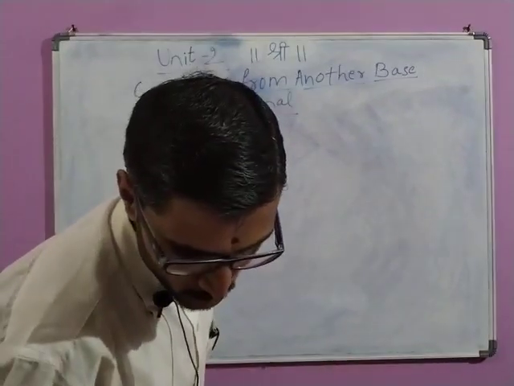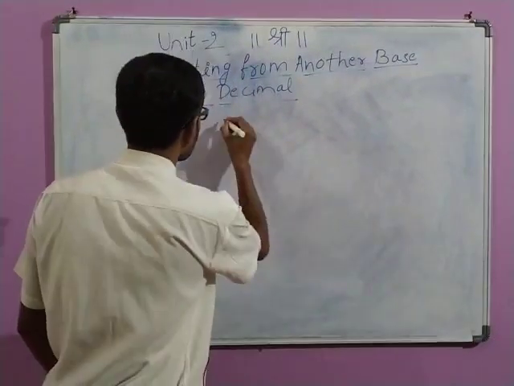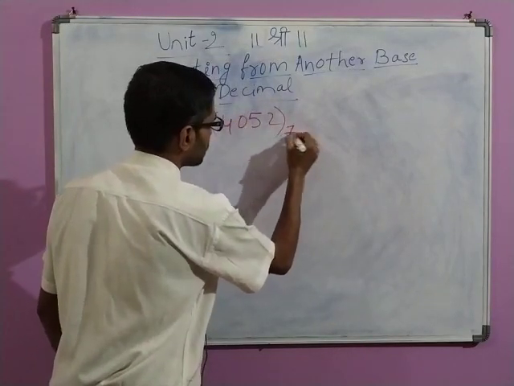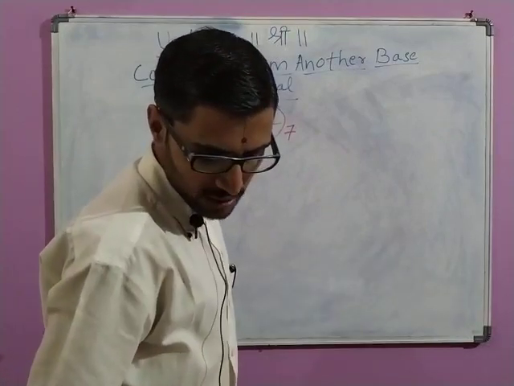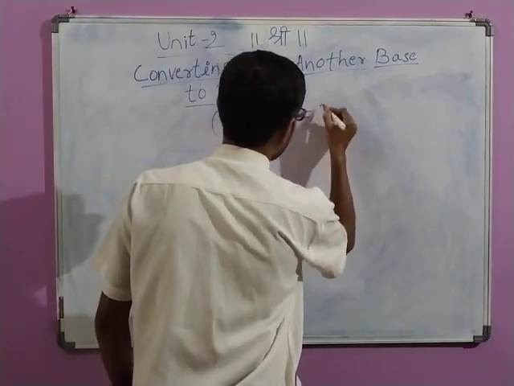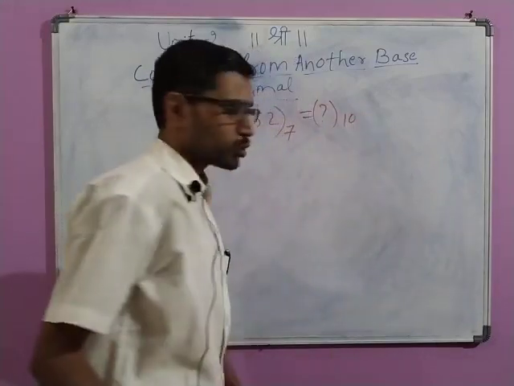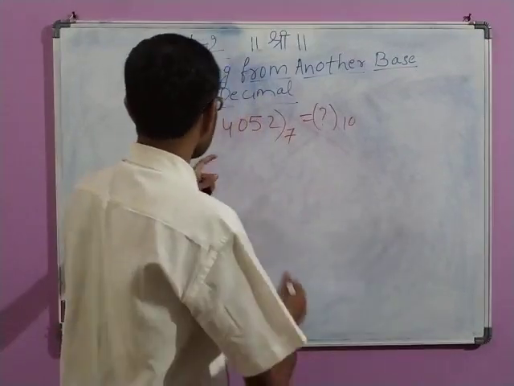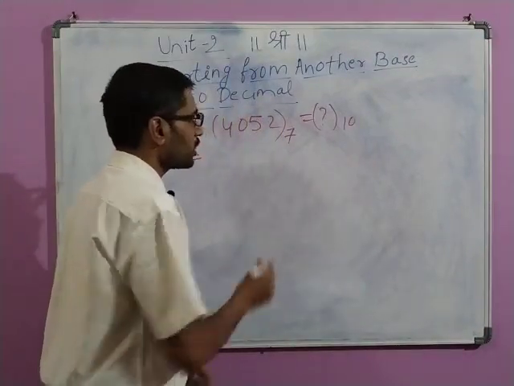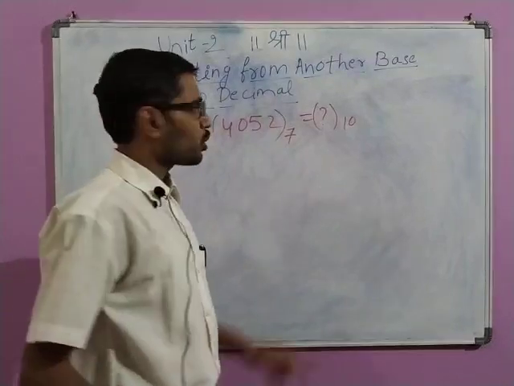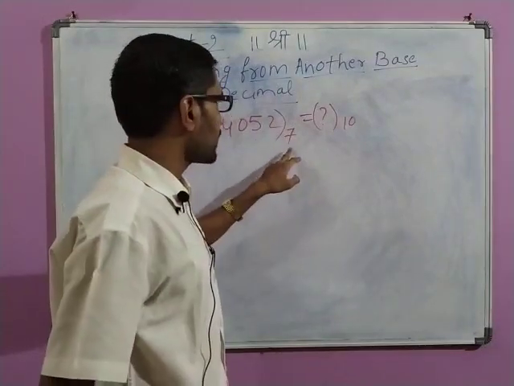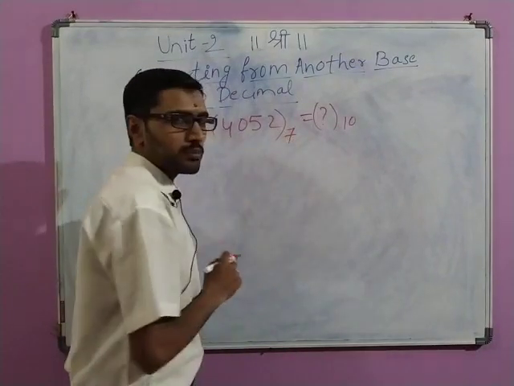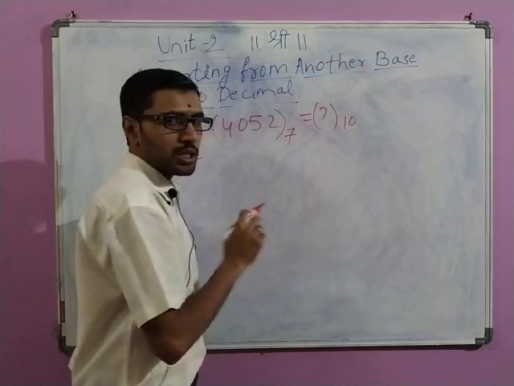4052 to the base 7 is equal to question mark to the base 10. So now the procedure is going to remain the same. What is the procedure? Find the positional values of each column. So what is the base here? 7. So I need to multiply all these digits with 7 raised to their respective powers.